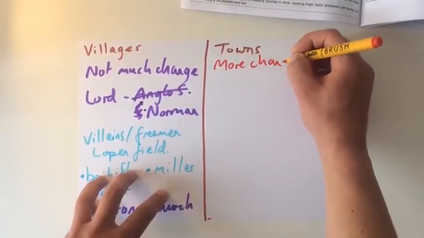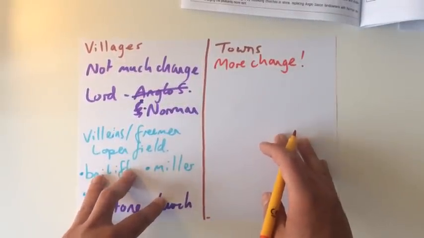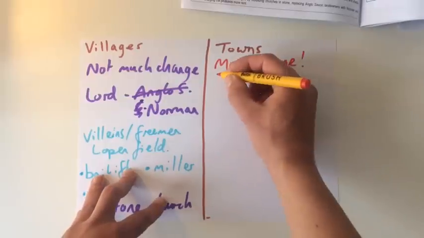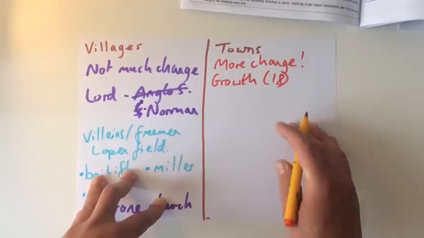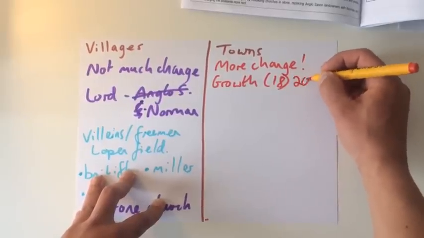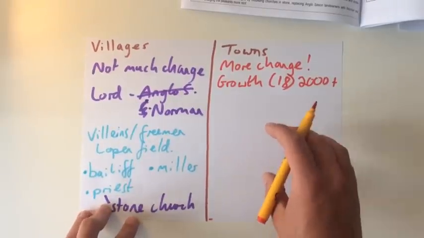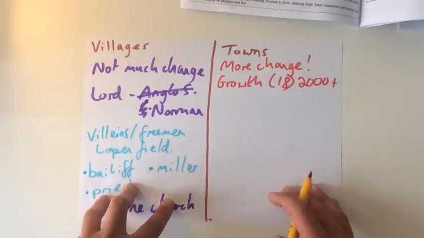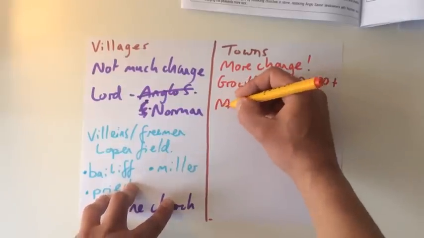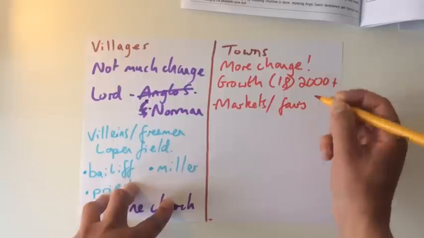Okay, more change in terms of towns. The first thing to know about towns is that they grow. There are more towns. Okay, there are 18 towns of more than 2,000 people in northern England. So that is an increase. So what would you see in a town? Well, you'd see markets or fairs where people could sell the goods.